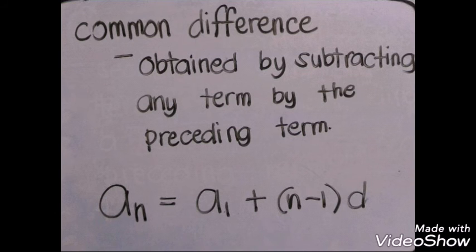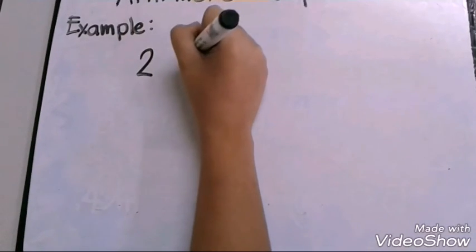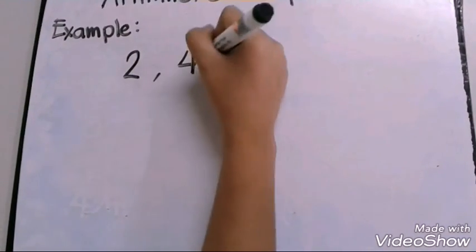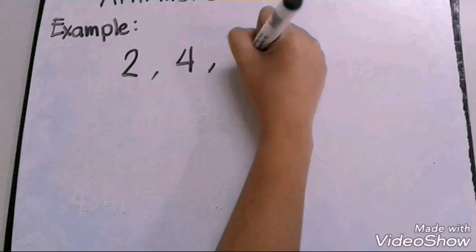So the formula in getting the nth term is given to us by a sub n is equal to a sub 1 plus n minus 1 times d, where d is the common difference. Let's have an example. Say you have the sequence 2, 4, 6, and 8.